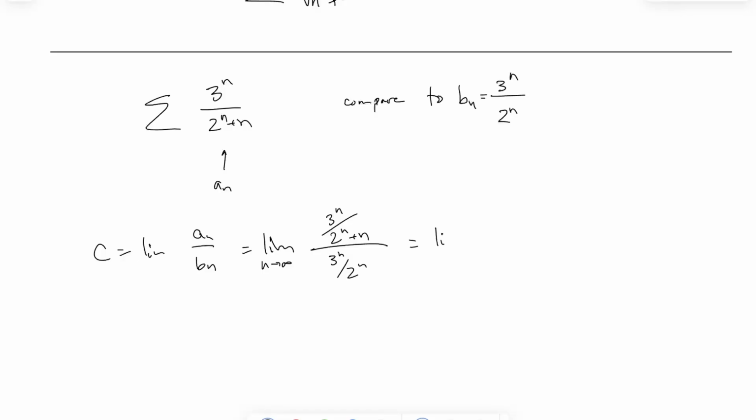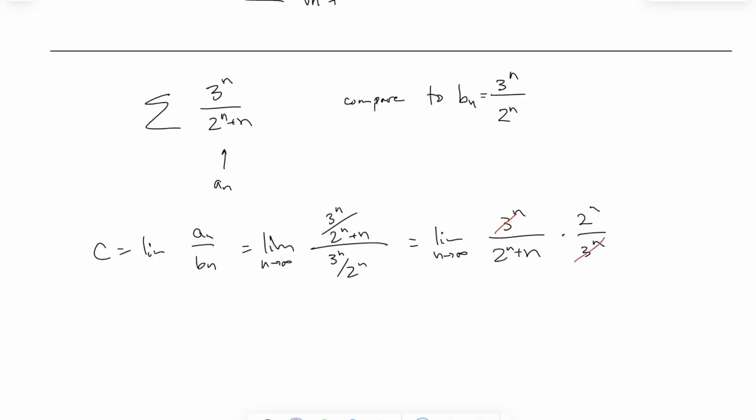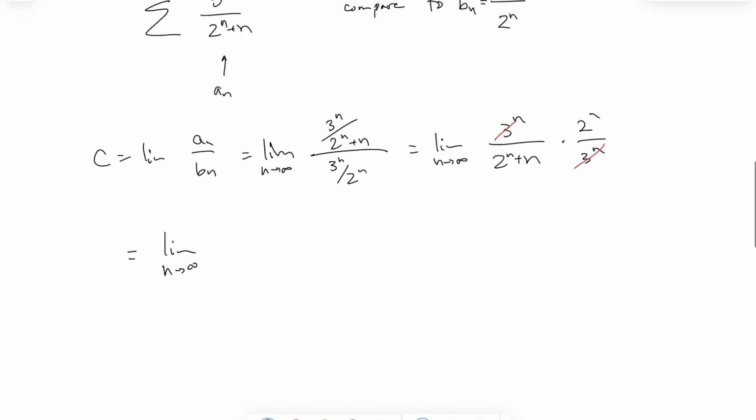All right, I will write that again, sort of with the right way around. 3 to the n over 2 to the n plus n times the reciprocal of the other thing, 2 to the n over 3 to the n. All right? Simplify as much as we can. We want to do this limit. I would simplify on the bottom, like those 3 to the n's will just straight up cancel, right? So we don't need them anymore. And then this is lim n goes to infinity of 2 to the n over 2 to the n plus n.